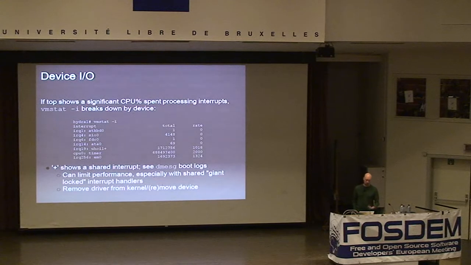And even if not, if you find such a giant contention issue from a shared interrupt, then you may be able to get away with removing the device from your kernel if you're not using it. For example, in this case, if USB was implicated in a giant contention problem, and I'm not using USB, I can just remove it from my kernel and work around the problem. Sometimes you can resolve this by physically moving a device to a different PCI slot, for example. That may not always be possible.